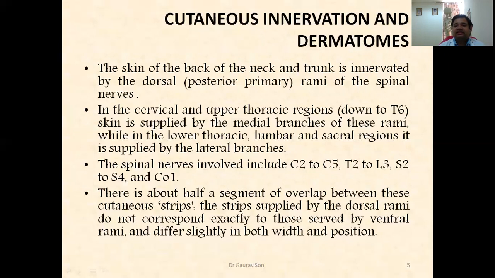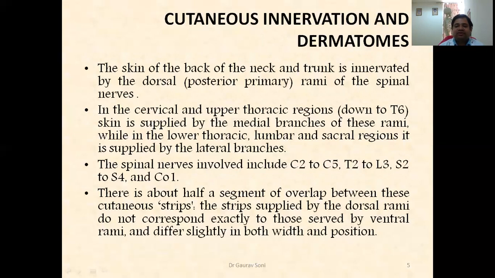In cervical and thoracic region down to T6, skin is supplied by medial branches of these rami, while in lower parts it is supplied by lateral branches. Now, the most important thing which you have to remember here is the spinal nerves which are involved in supply: C2 to C5, T2 to L3, S2 to S4, and Co1. Now you can see there is a little bit of gap between C6 and T1.